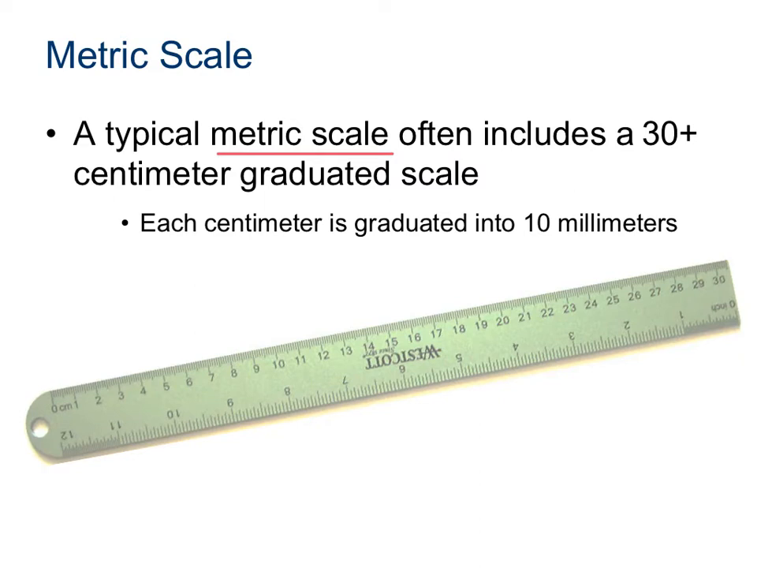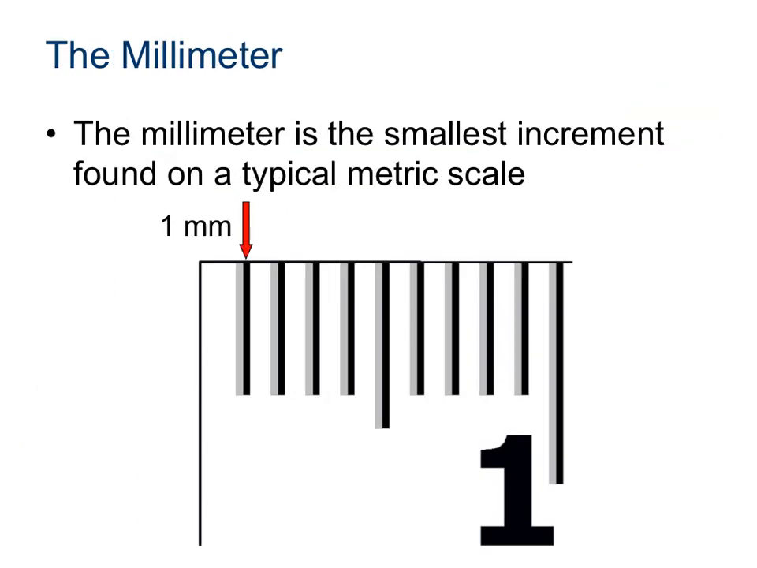So every ruler you see for the most part is going to have a little over 30 centimeters on a graduated scale. Graduated means that it has indications for something smaller than that, which is 10 millimeters. And what that means is that if you're looking at a ruler, 1 millimeter is going to be your smallest increment on that ruler.